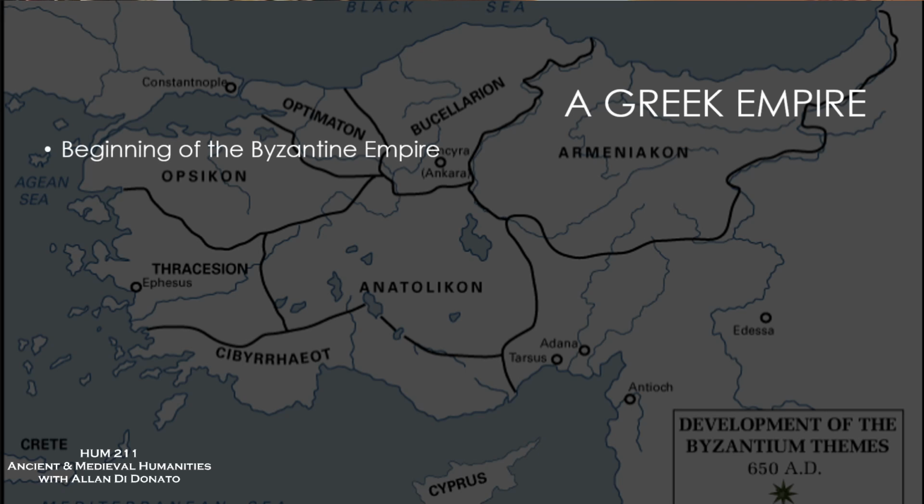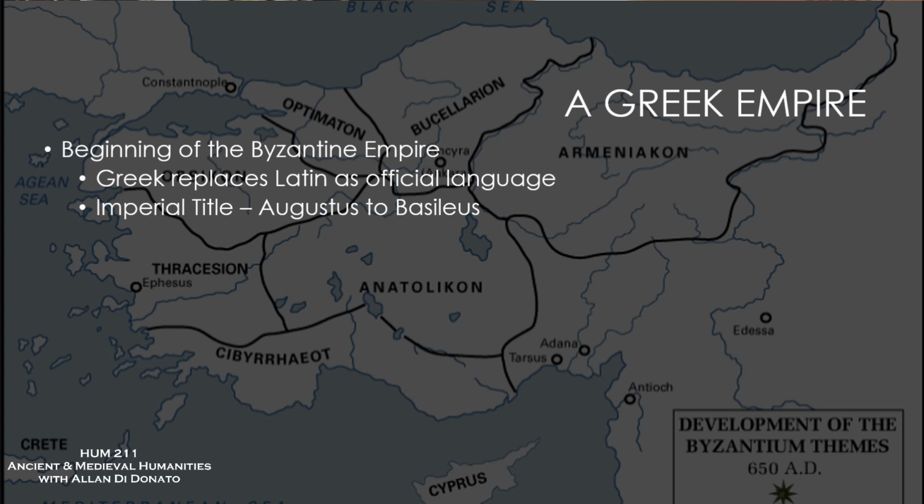At this point, you're going to have a shift to Greek. It's going to replace Latin as the official language. The title Augustus, which is still used, is going to be more and more replaced by the title Basileus, which means king. And that again goes with the switch in language. The government itself is restructured. Part of the restructuring has to do with the institution of what are known as themata.